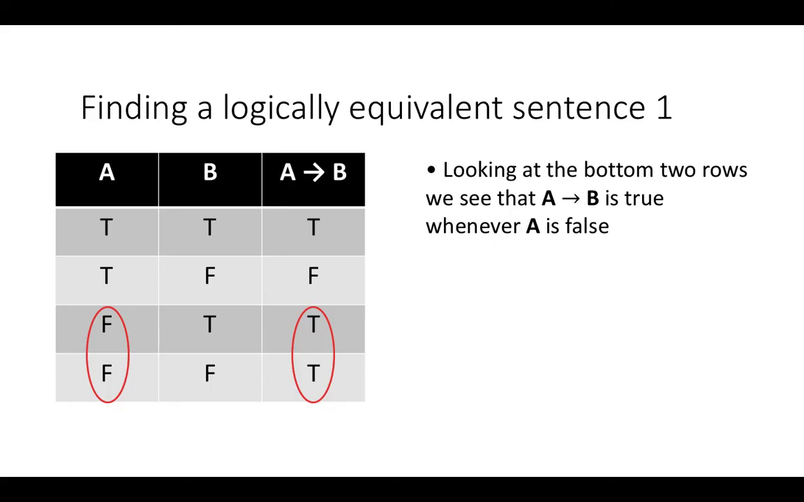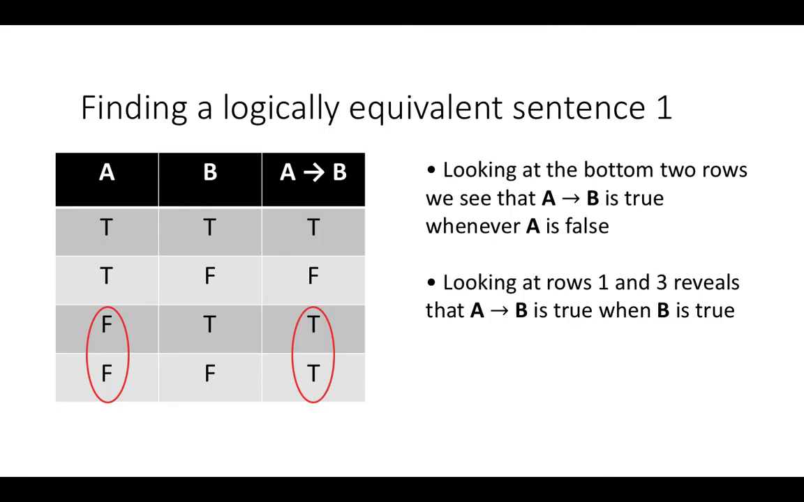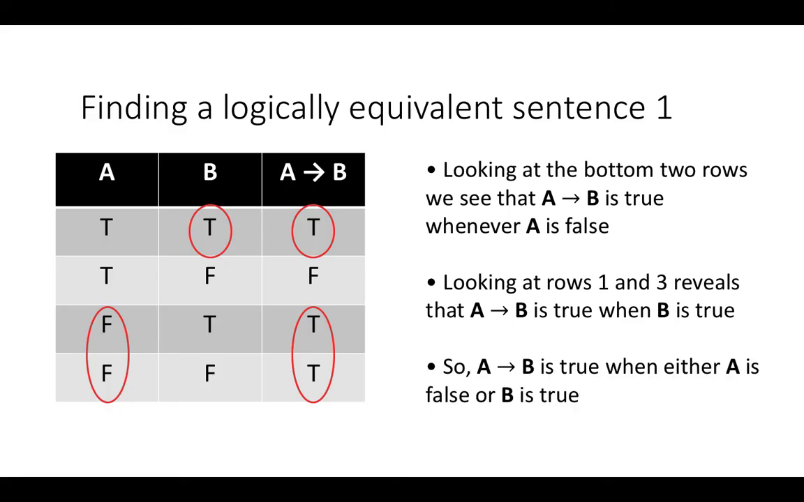Now notice that A arrow B is true when B is true, and that there are no circumstances where B is true and A arrow B is false. So that suggests that A arrow B is true when either A is false or B is true. Well, if A arrow B is true when either A is false or B is true, then we just need to find another sentence that is true in exactly those circumstances. That's easy enough. The sentence not A or B will work just fine. So that gives us one sentence that is logically equivalent to A arrow B, namely not A or B.